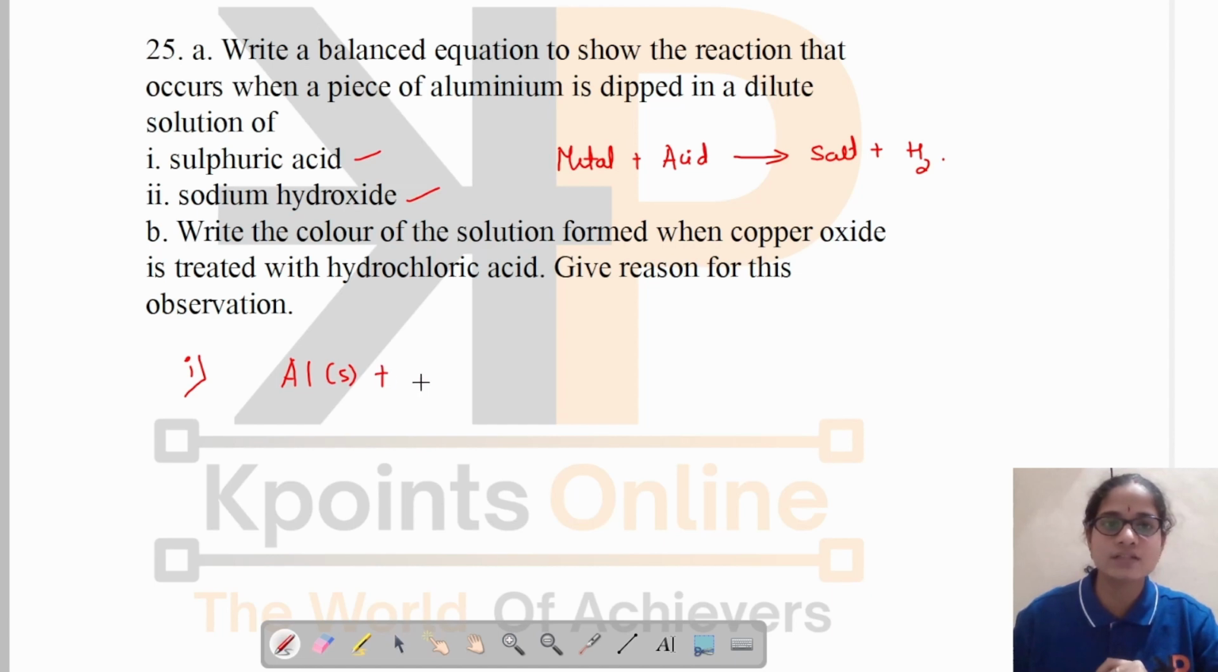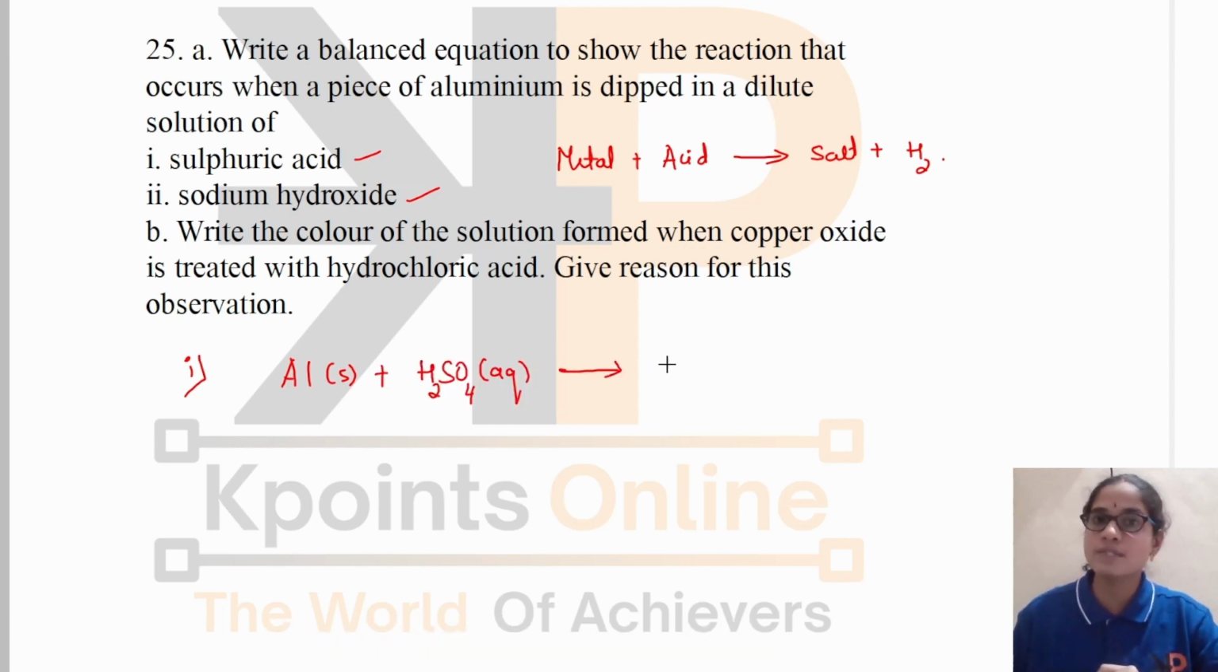Aluminium reacts with sulfuric acid, so it forms the salt aluminium sulfate. Then hydrogen gas is liberated. Okay, this is the equation. Now we have to balance. There are 3 sulfurs here, so we have to put 3 here. Again, there are 3 twos, 6 hydrogens here. Here also we should get 6 hydrogens. Then aluminium, there are 2 aluminium atoms here, so we have to get 2 aluminium here. Now it is a balanced equation.